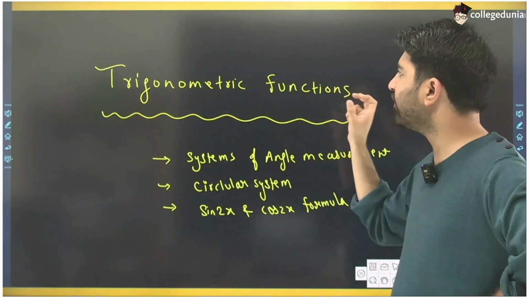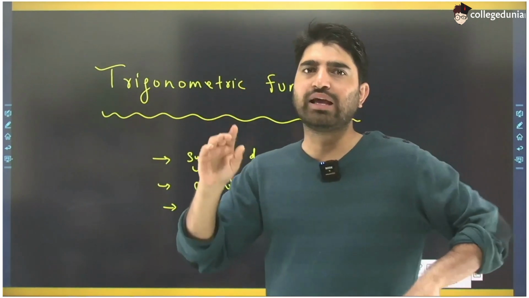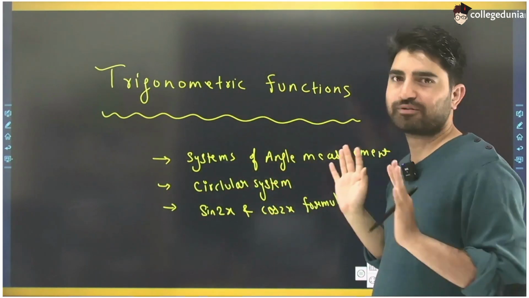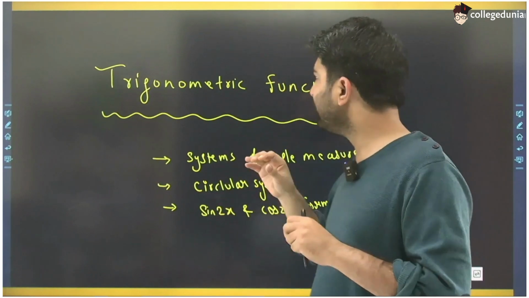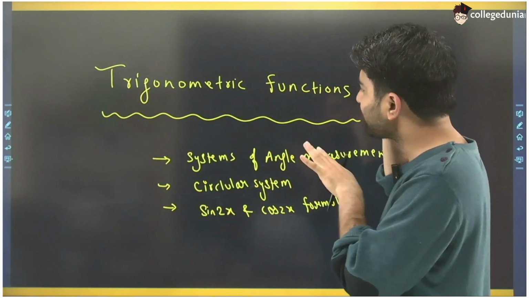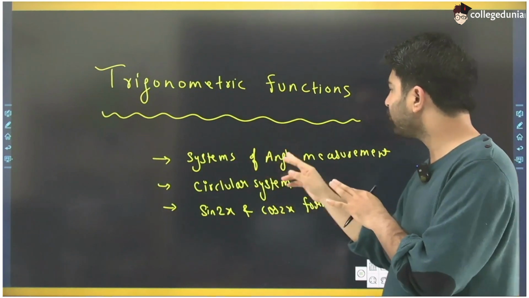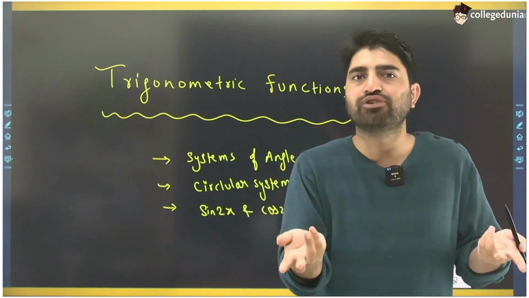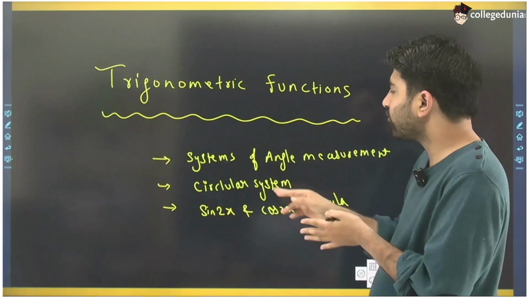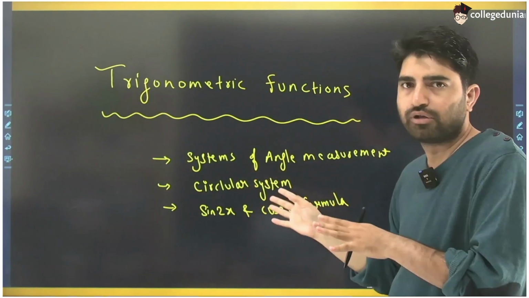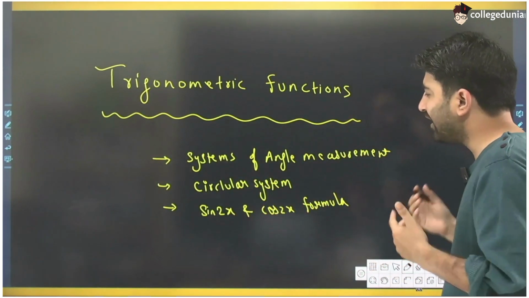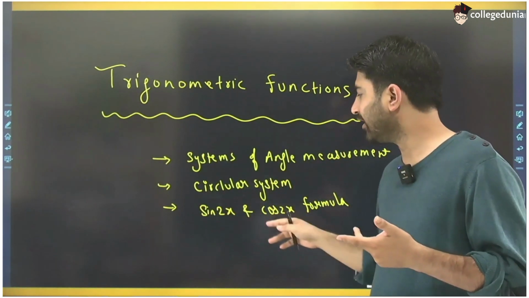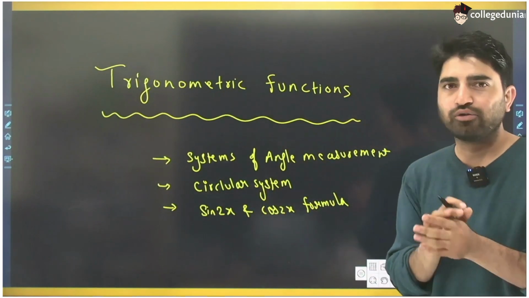So trigonometry and function are two different topics, but now they have been linked together and it has become trigonometric function. In this video we will learn the meaning of trigonometric function. We will learn about different systems of angle measurement, like the circular system, the French system, and the English system, and then we will focus more on the circular system as it is a part of the syllabus. We will also derive the sin 2x and cos 2x formulas in this video and solve some questions related to them. So guys, let's get started.